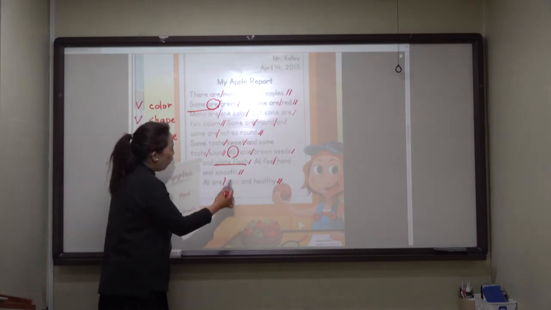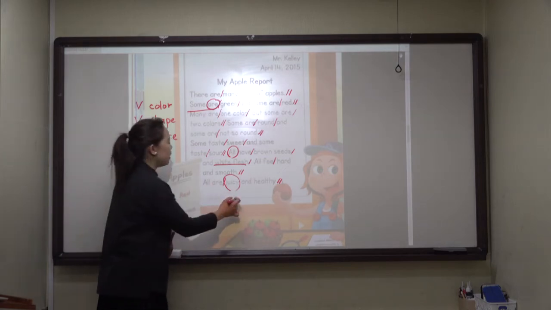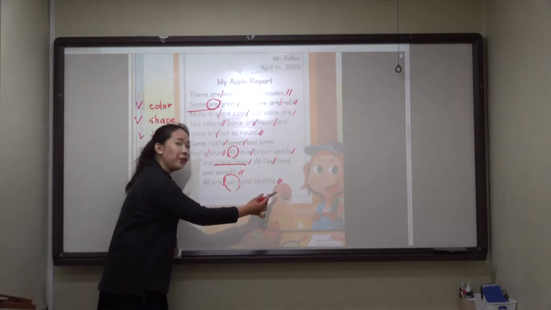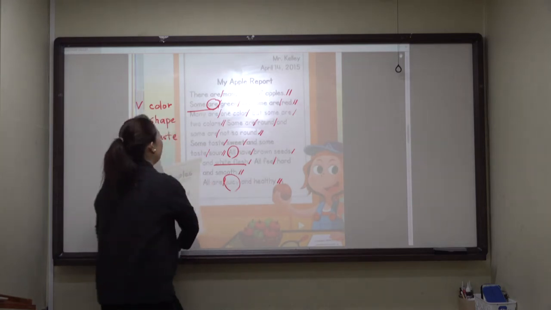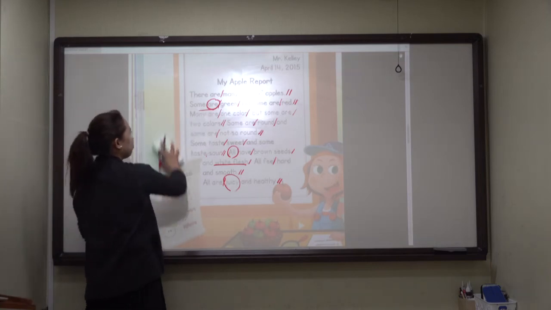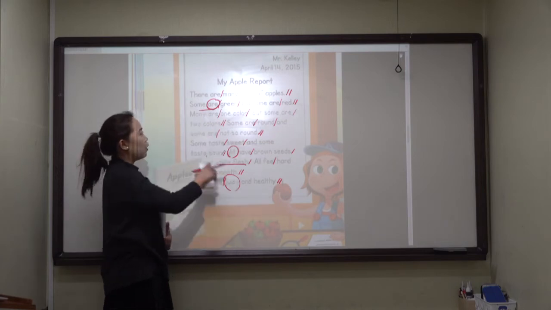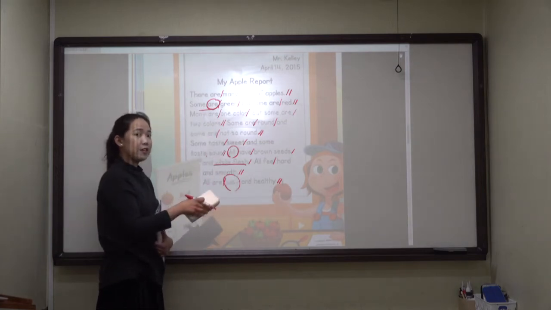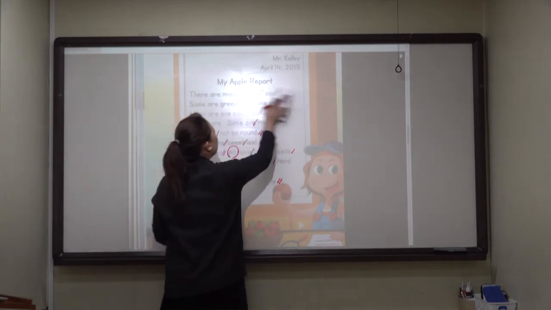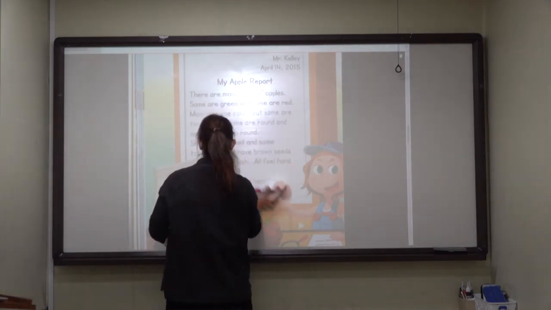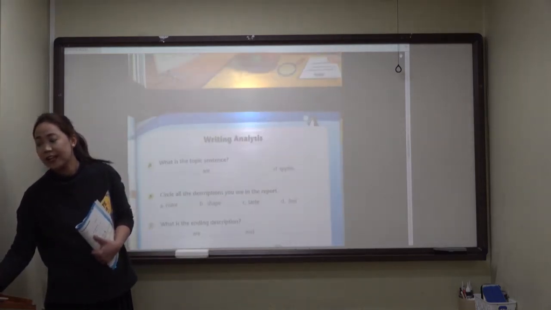And all are juicy and healthy, okay? So juicy here is an adjective and healthy is also an adjective, right guys? Okay. Now, don't forget to translate this part, okay? It's always your homework. So you can understand the proper expressions and all the sentences here, right? Alright, now let's move on to the writing analysis.